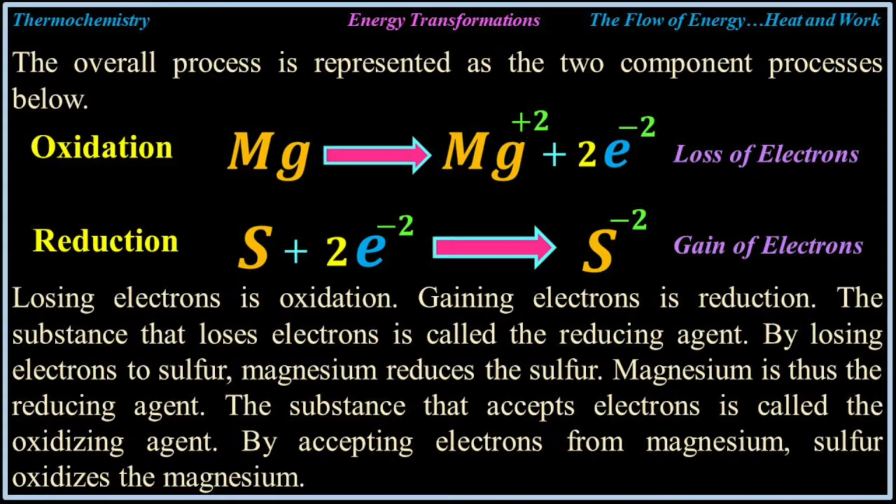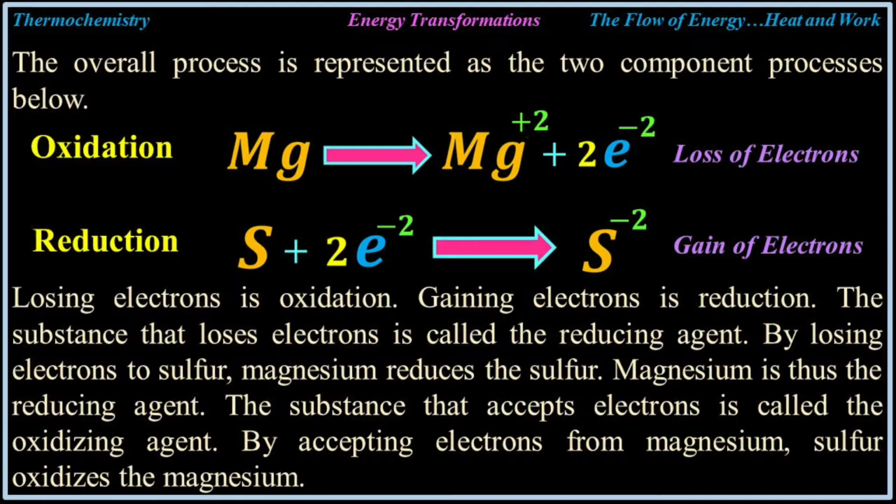The substance that loses electrons is called the reducing agent. By losing electrons to sulfur, magnesium reduces sulfur. Magnesium is thus the reducing agent. The substance that accepts electrons is called the oxidizing agent. By accepting electrons from magnesium, sulfur oxidizes the magnesium.